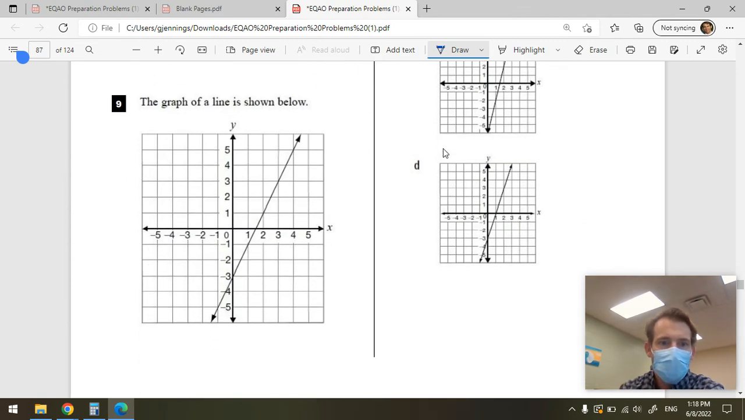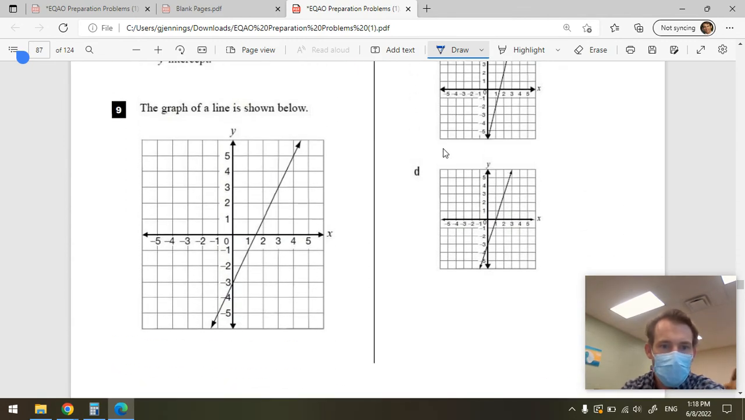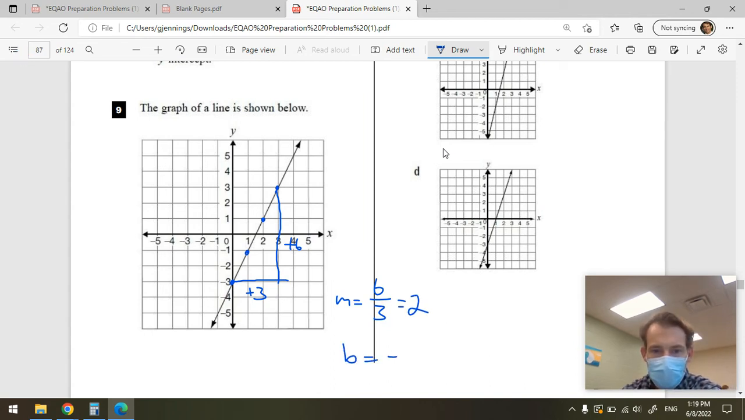Now here we go. The graph of a line is shown below. All right, so what is this line? Well, I need some points. There's a point, there's a point, there's a point, there's a point. So here's what's happening. I run 4, I run 3, and I rise 6. This is plus 3, this is plus 6. So my m is equal to 6 over 3, which is the same thing as saying 2. And then the b is equal to negative 3.